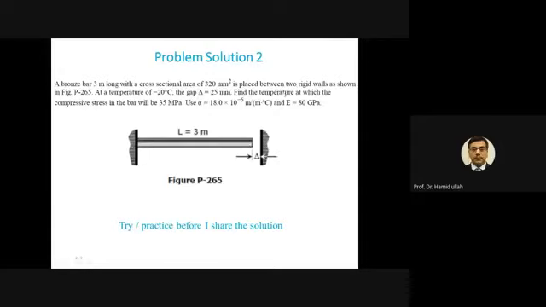Now, what is required? Find the temperature at which the compressive stress in the bar will be 35 megapascal. So basically, in other words, in order to bring 35 megapascal stress, what is the temperature required? What is the temperature required that will give us a stress of 35 megapascal? So again, the data is in front of you, or you can say the statement.